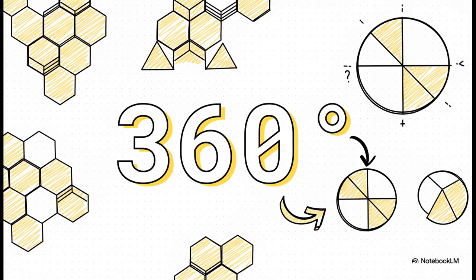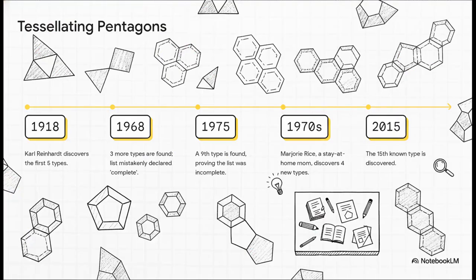So, what's the secret? How do you know if a shape will tile perfectly? Well, it all comes down to a magic number, 360. At any point where the corners of your tiles meet, all of those angles have to add up to exactly 360 degrees, making a perfect, complete circle. If it's less than 360, you'll have a gap. If it's more, they'll start to overlap. Now, triangles and squares, they tessellate, no problem. But pentagons, pentagons are a whole different beast.